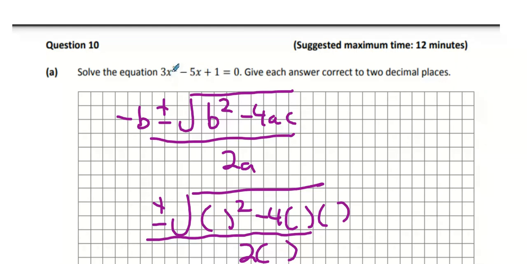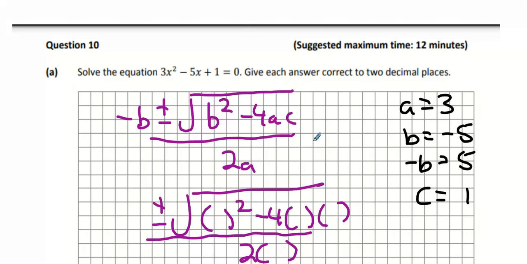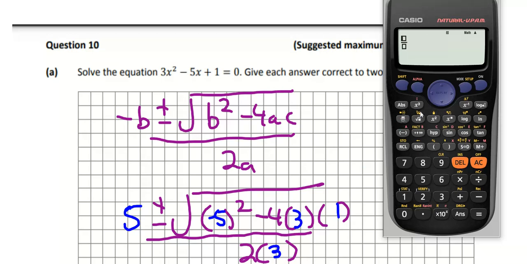What's my A value for this question? 3. My B value? Minus 5. My minus B value? My C value? 1. Okay, let's find out 2 decimal places, yeah? Okay, so B is, minus B is 5. Then this one's minus 5. That's 3. That's 1. That's 2 times 3. We throw it all into the calculator.